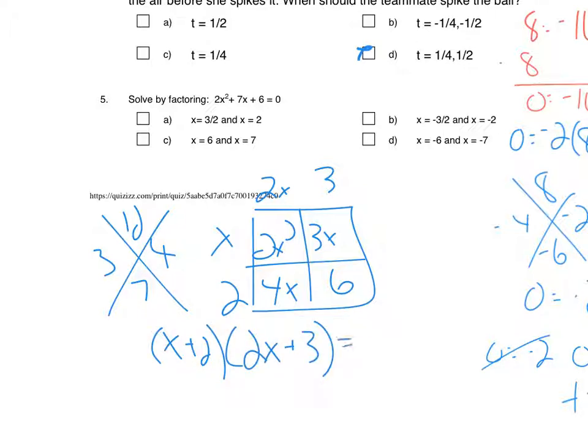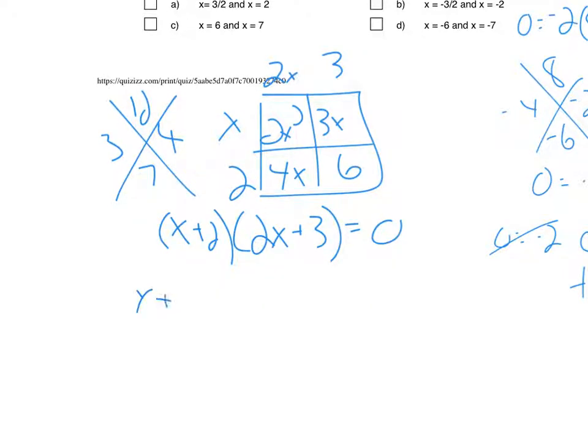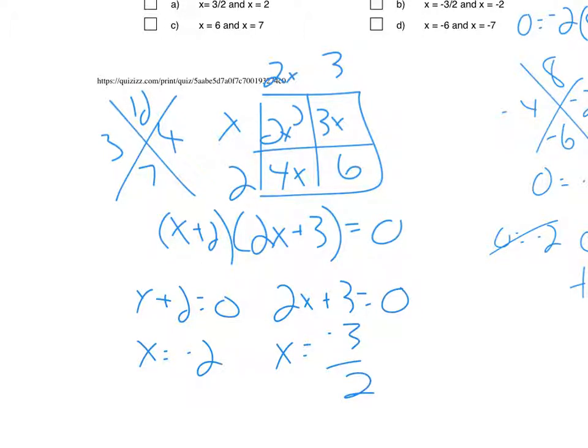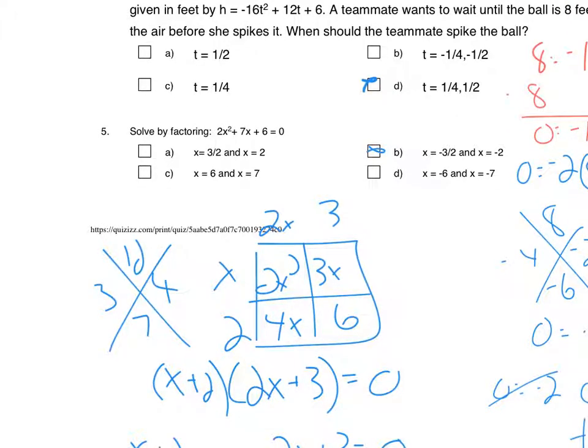Set those factors equal to 0, and then set each factor itself equal to 0. Subtract 2 and you get x equals negative 2. Subtract 3 and divide by 2 and you get x equals negative 3 halves. So we get B.